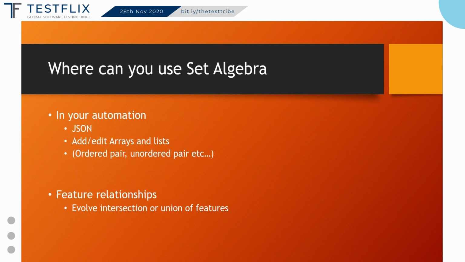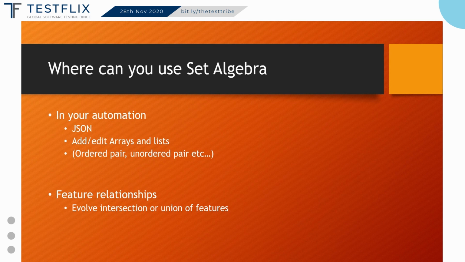Feature relationships. Say for example, you have a huge system which has so many features cutting across different areas of the software. Then how do you evolve the intersection of features? How do you know that if I touch this feature, it will affect the other feature in some other area of your software? To build this, you can use intersection and union of features.